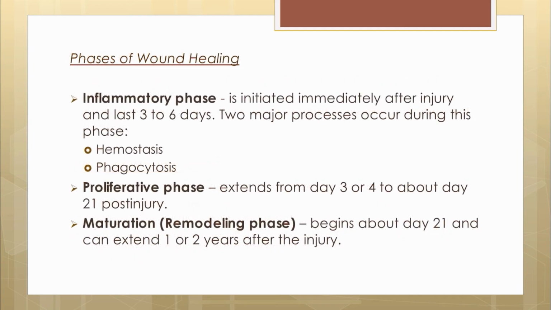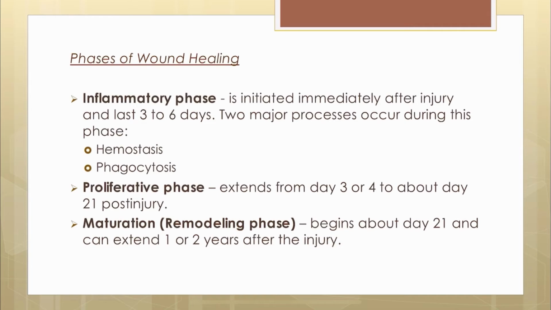Phases of wound healing. Inflammatory phase is initiated immediately after injury and lasts 3 to 6 days. Two major processes occur during this phase. First, hemostasis and phagocytosis. Hemostasis is the cessation of bleeding, and phagocytosis is the removal of cellular debris. Proliferative phase extends from day 3 or 4 to about day 21 post-injury. And lastly, maturation or remodeling phase begins about day 21 and can extend 1 or 2 years after the injury. During maturation, the wound is remodeled and contracted.